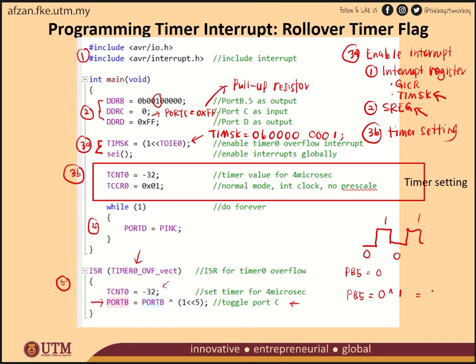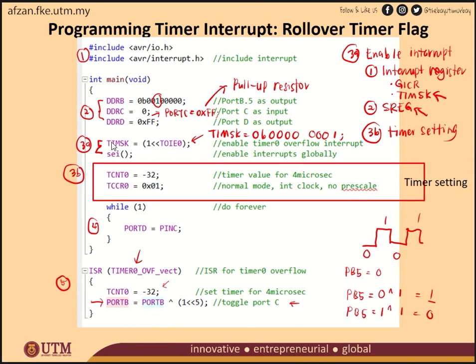It becomes 1. In the next cycle, the current PB5 is 1. 1 exclusive or with 1 gives you 0, and this will keep repeating. So this is how you write the program.